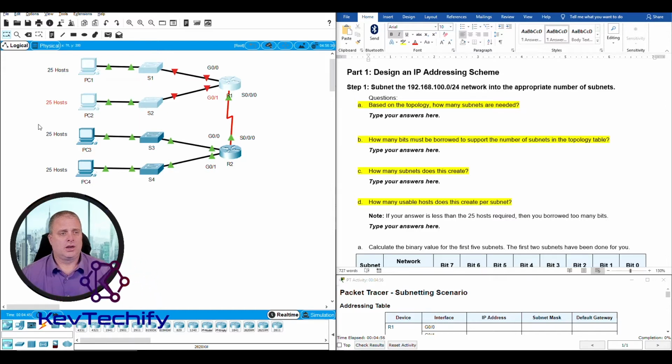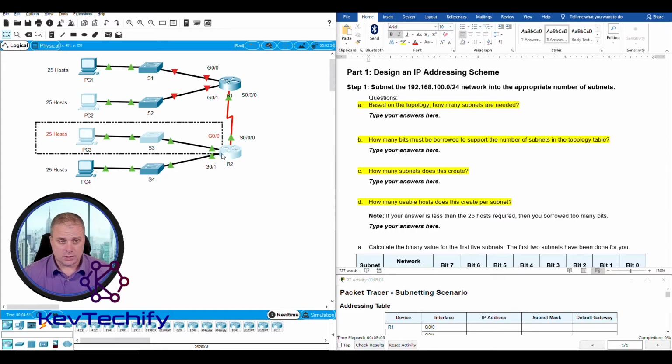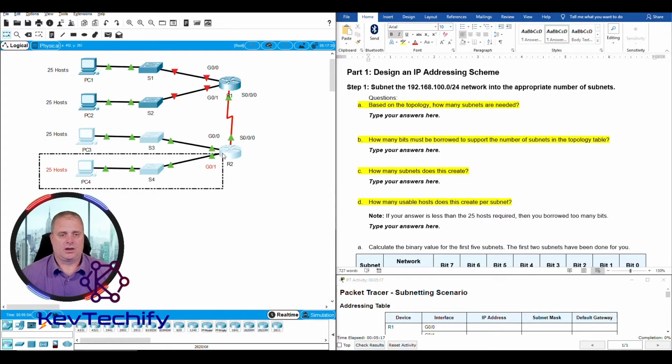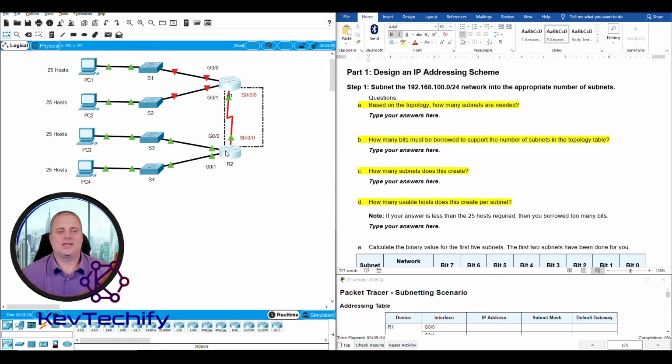The third network, right here, once again has 25 hosts. It has PC3, switch 3, and the Gig 0/0 interface from R2. It's not the entire R2, it is just the Gig 0/0 interface. The fourth network is right here. Once again, that has 25 hosts, PC4, switch 4, and the Gig 0/1 interface off of R2. That is the fourth network. The fifth network is the network that connects these two routers. You need a network between them so we can route traffic. This is our fifth network right here. And so we have 1, 2, 3, 4, 5 networks.